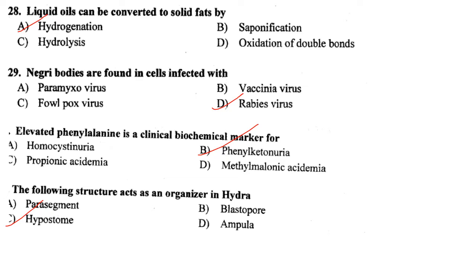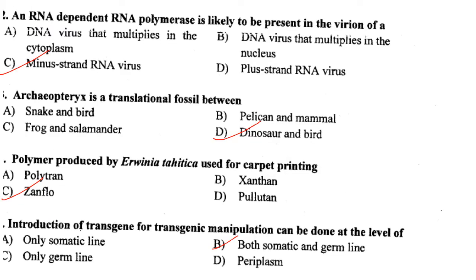The following structure acts as an organizer in hydra, that is hypostome. Answer is option C. Then an RNA-dependent RNA polymerase is likely to be present in the virion of a... So RNA-dependent RNA polymerase is one of the most versatile enzymes of RNA viruses that is indispensable for replicating the genome as well as for carrying out transcription. So it is present in the minus strand RNA virus.